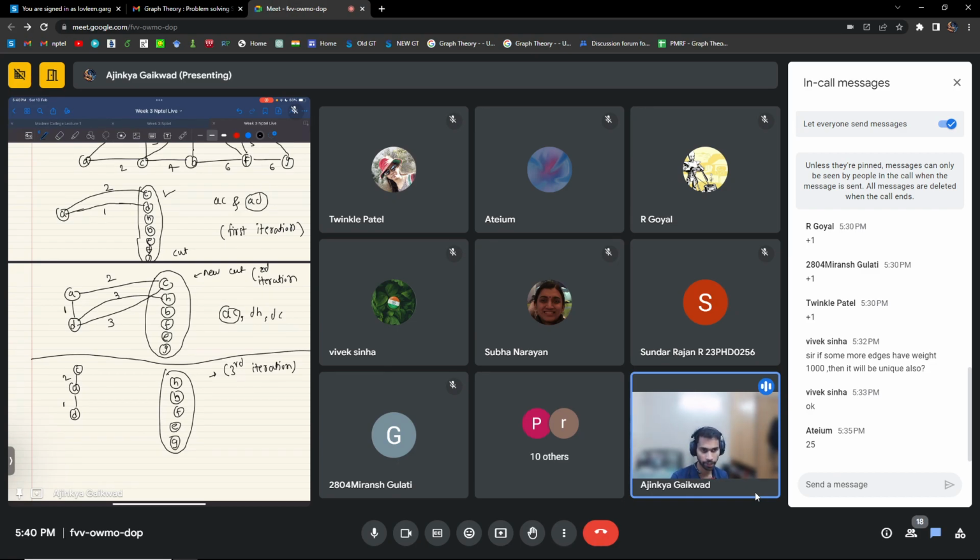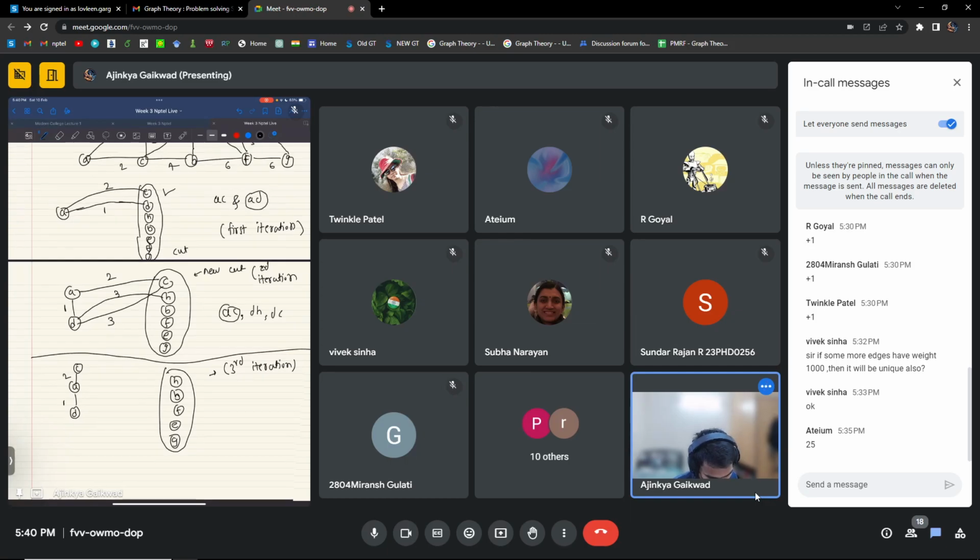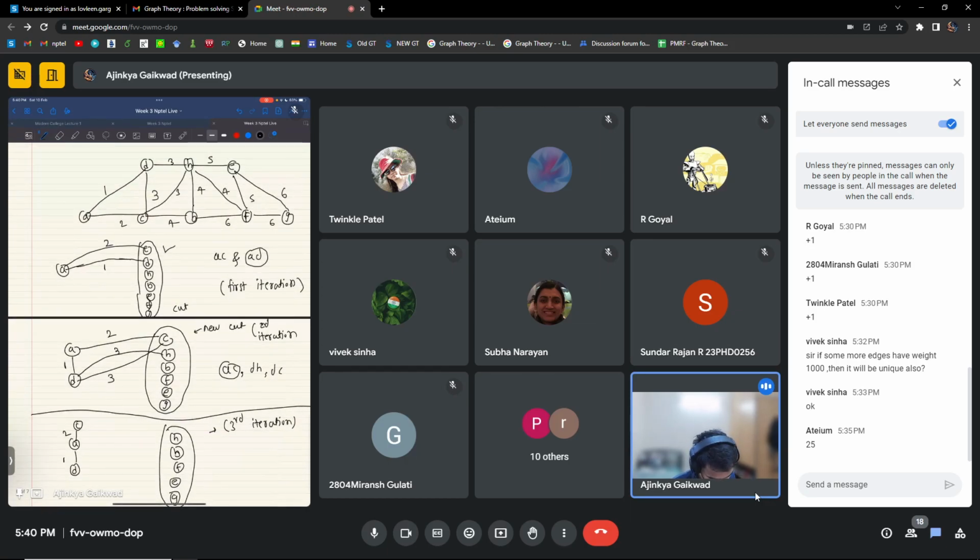Okay, let's find out the cut edges. Now I have C inside it, so my new cut looks like this: D, C, and A on one side, and H, B, E, F, G on the other side. I can see there are three edges, including D, H. Let me draw.